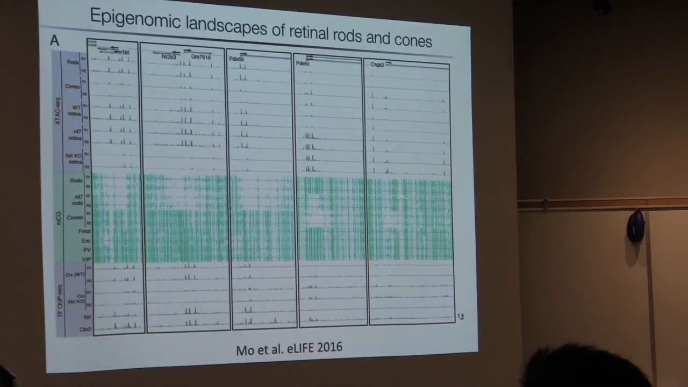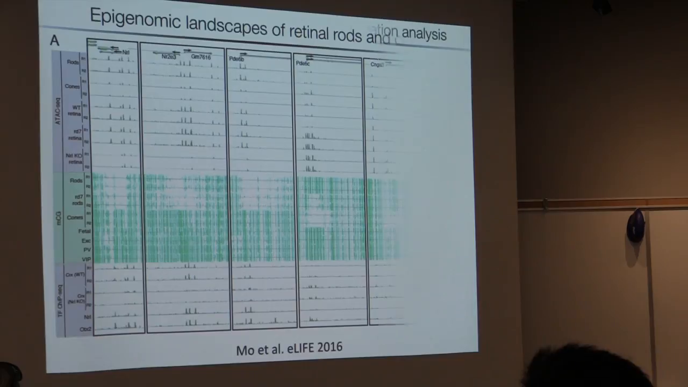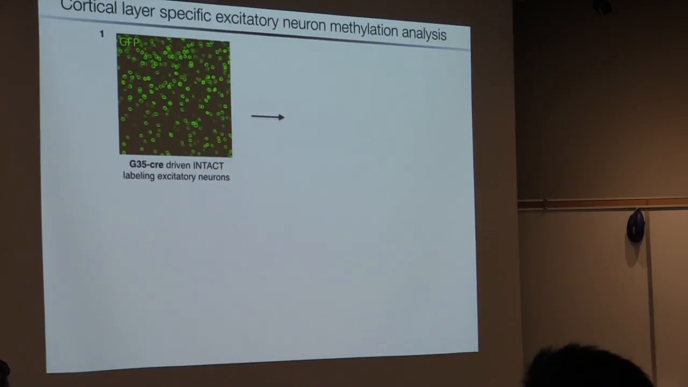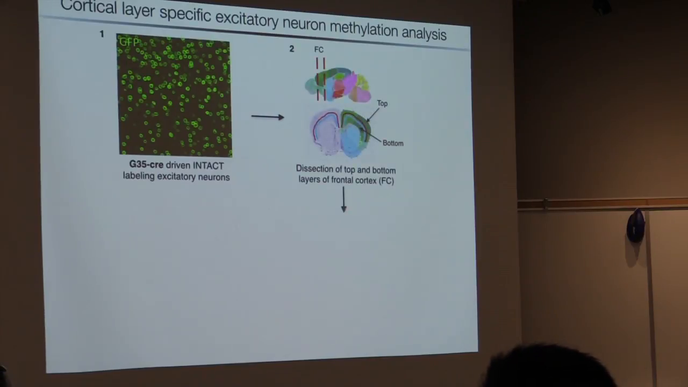And so you can use the same tool, and this is another collaboration with Jeremy, to look at other kinds of interesting cell types. Cones are only 2% of all the cells in the retina, and you can see very interesting differentially methylated signals when you use that INTACT method to study. And this is really what Jeremy's interested in, retinal biology, or the visual system.